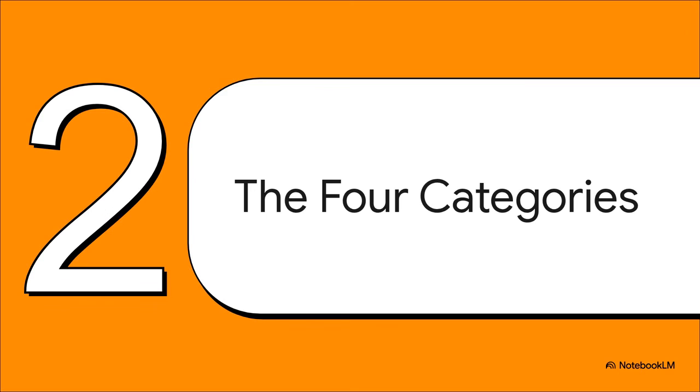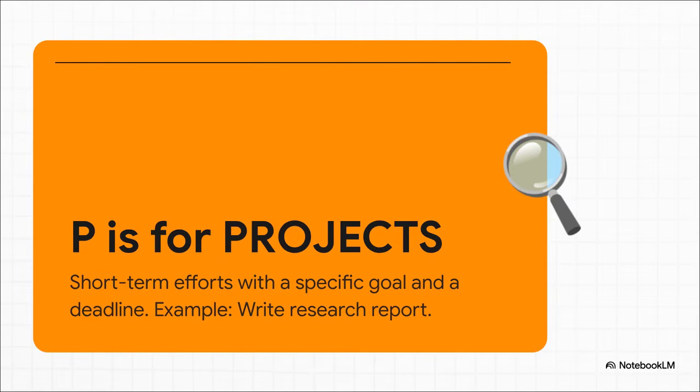Let's break down the PARA acronym. We're going to go from the most actionable stuff all the way down to the least. First up, P is for projects. Now, a project isn't some vague idea. It has a clear goal, a finish line. It's something you are actively working on to complete. Think, renovate the bathroom or write the research report. This is where all your most urgent, most active information is going to live.